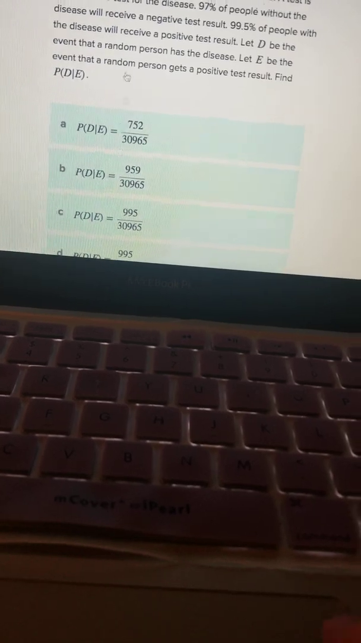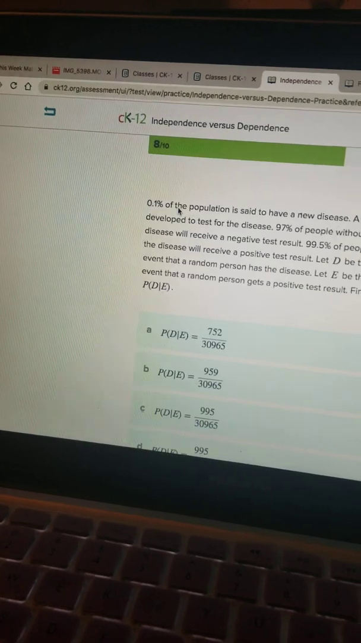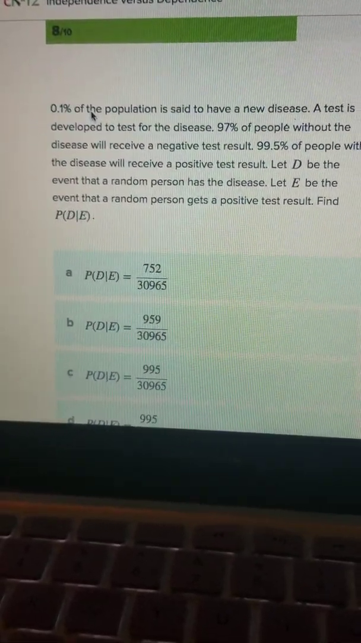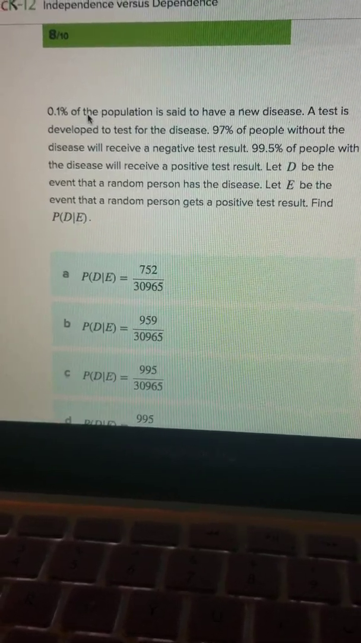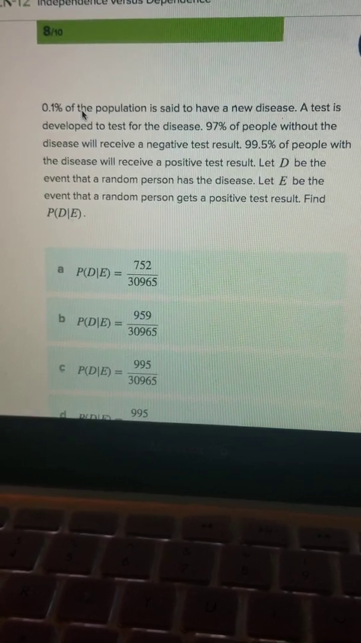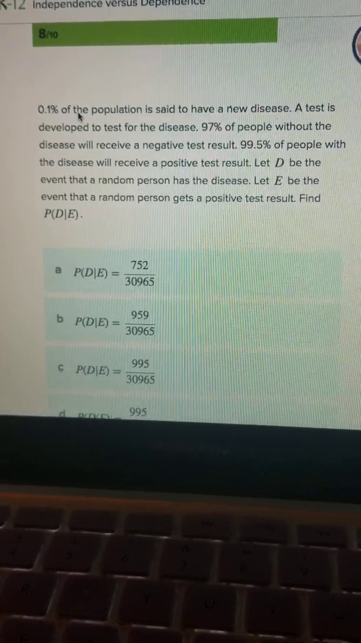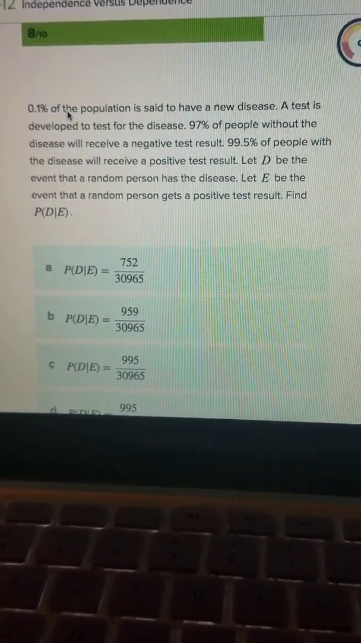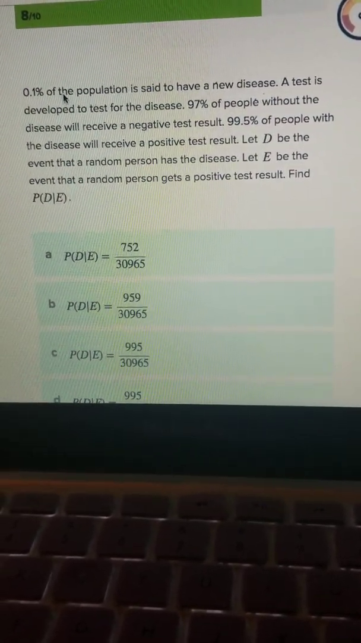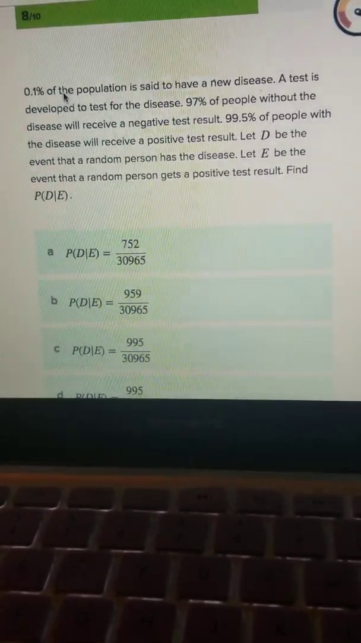Probability of D and E. 0.1% of the population is said to have a new disease. A test is developed for the disease. 97% of the people without the disease will receive a negative test. 99.5% of people with the disease will test positive. Let D be the event that a random person has it, and let E be the event that the random person gets a positive test result.